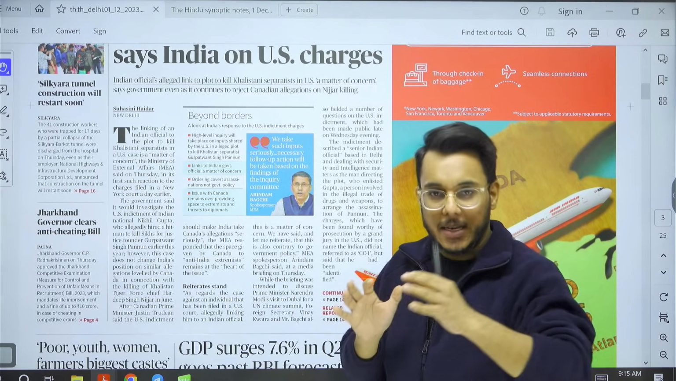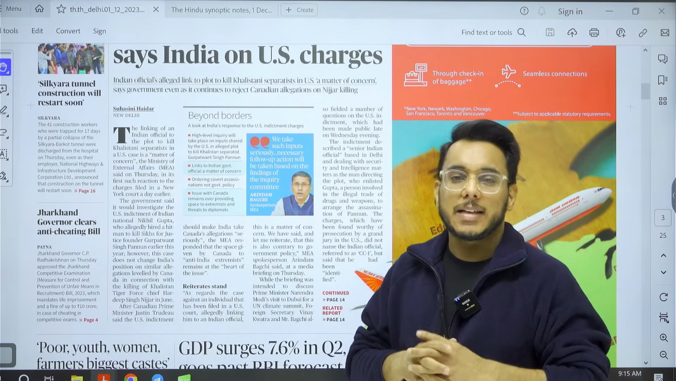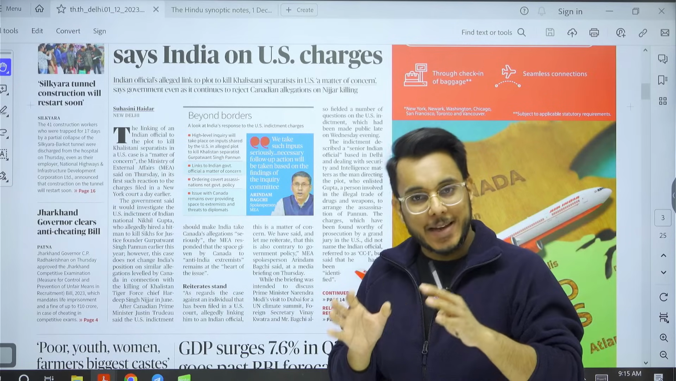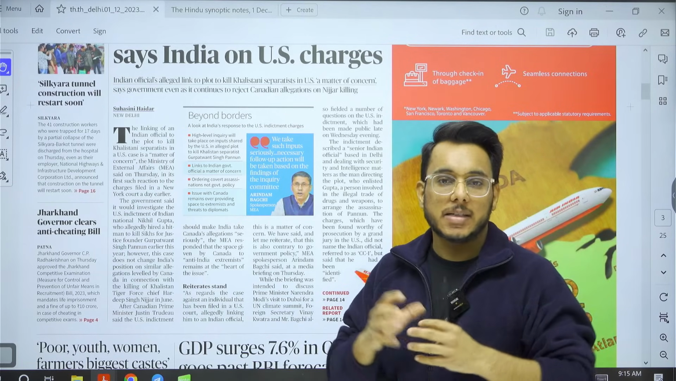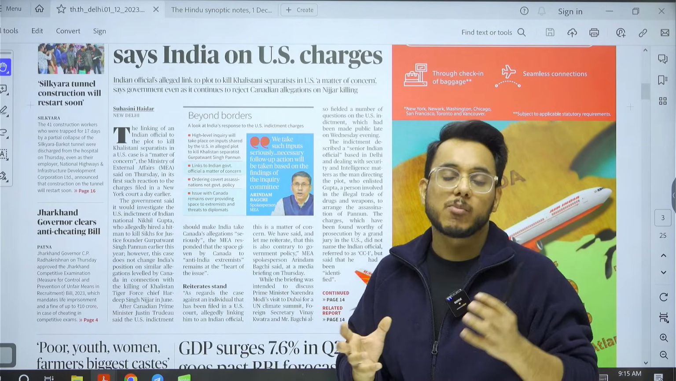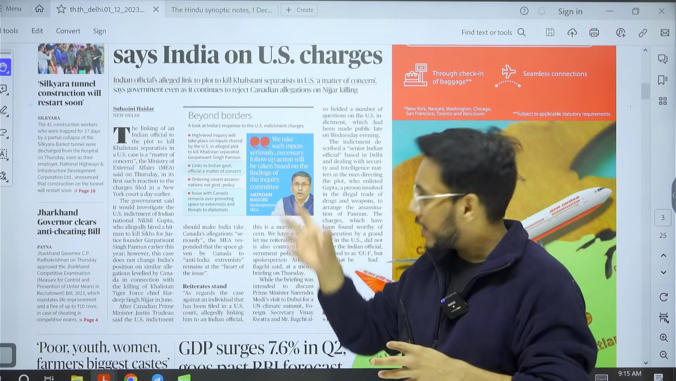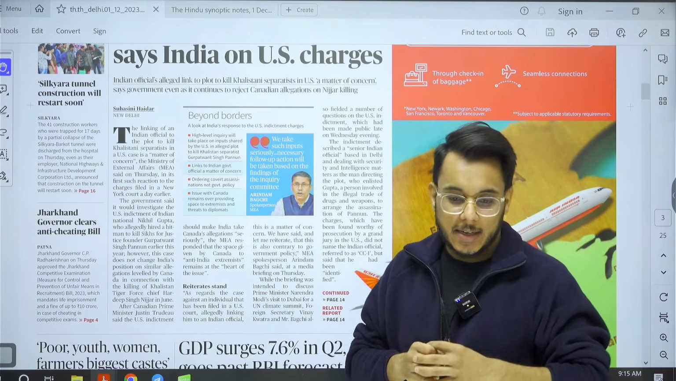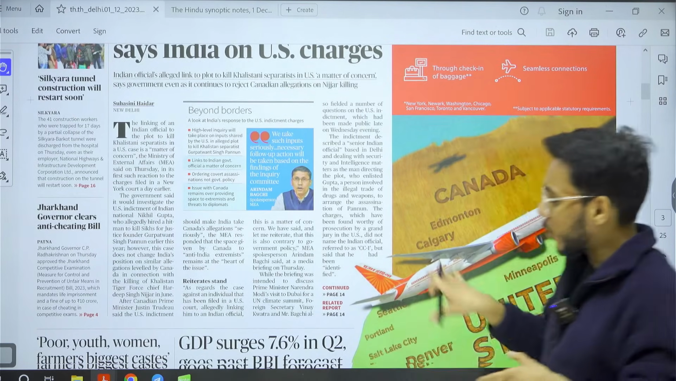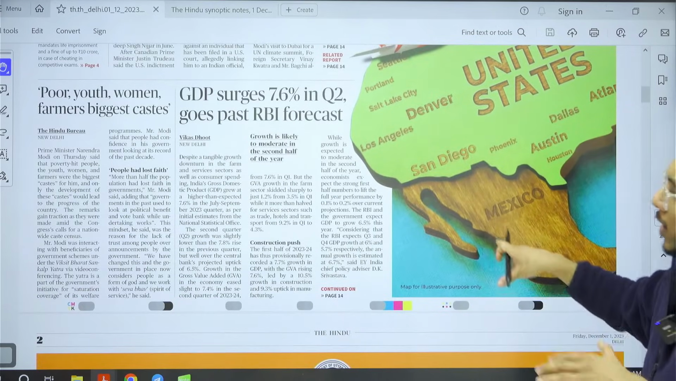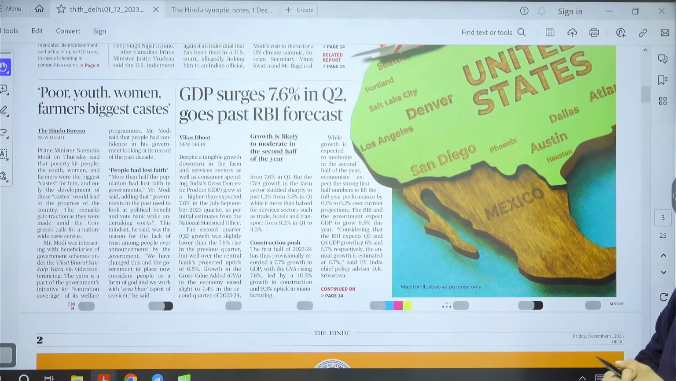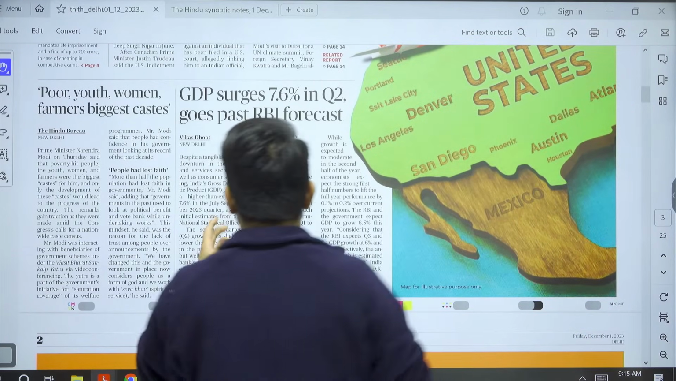However, you can just understand this particular thing, that when we talk about relations between any two countries, there are certain points of convergence and certain points of irritants. So between India-USA relations, we can see this particular thing as an irritant. Now, further moving on, "GDP surges 7.6% in quarter two, goes past RBI forecast."